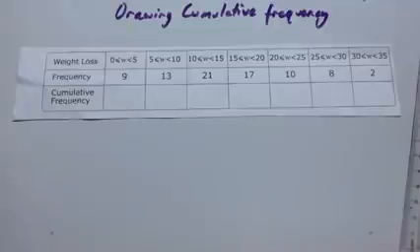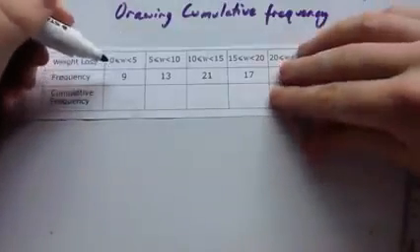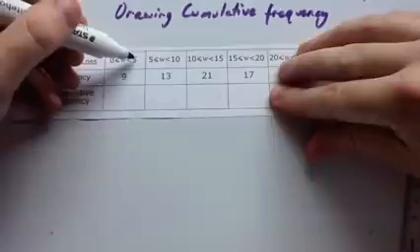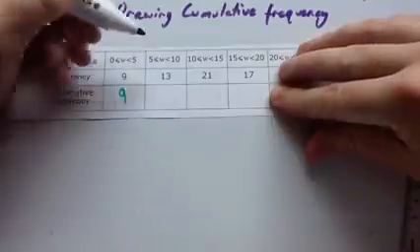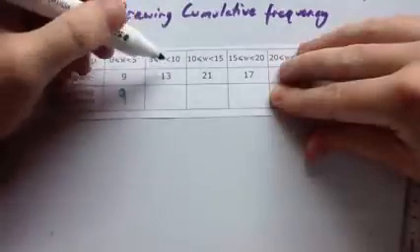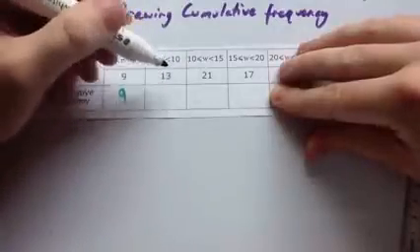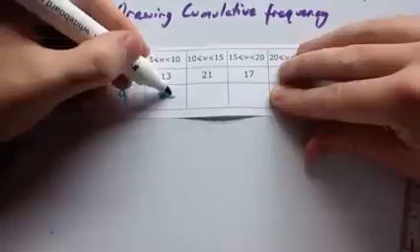Now, cumulative frequency is similar to a running total, okay? What it means is how many there have been up until the end of the category. So, for instance, in the first category, there's been 9 up until the end of the category. So, the cumulative frequency is 9. Up until the end of this category, so from 0 to 10, there'd be 9 plus 13. 9 plus 13 is 22.